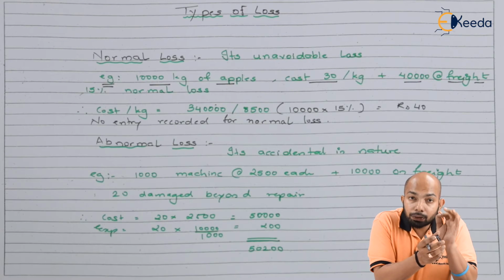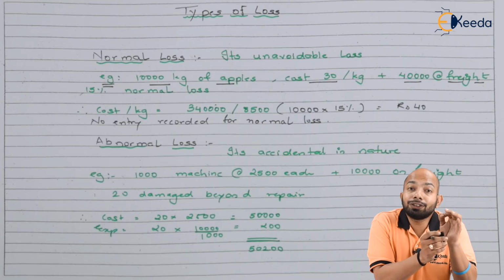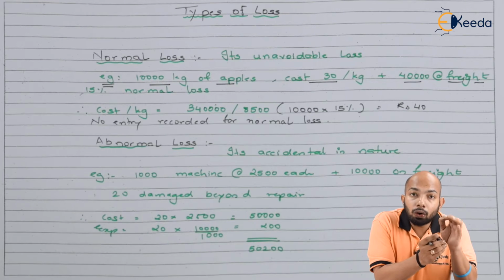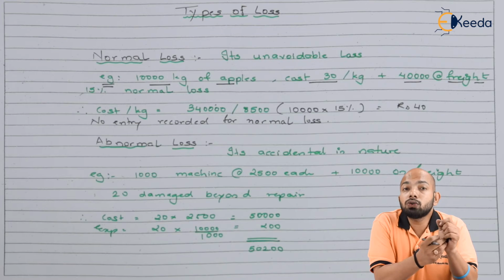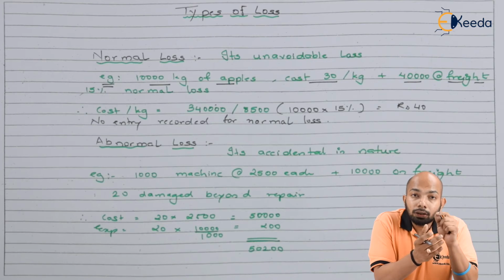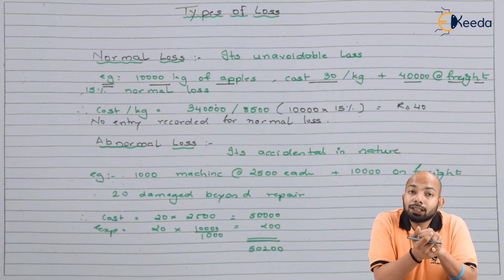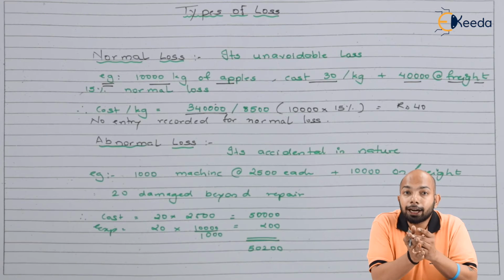So whenever the cost per kg is supposed to be analyzed, it is not supposed to be analyzed on the basis of 10,000 kgs. It is supposed to be found out on 10,000 multiplied by 15%, which is 1,500, subtracted from 10,000, which will give you 8,500 kg of apples. Now the total cost, that is 30 per kilo multiplied by 10,000, gives you 3 lakh rupees, and the freight added to it makes 3,40,000, which will be divided by 8,500 rather than 10,000, and that will give you the cost per kg of apple.